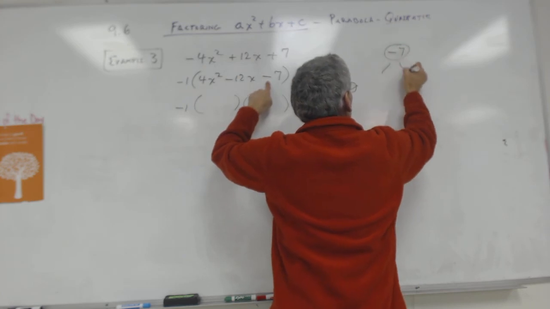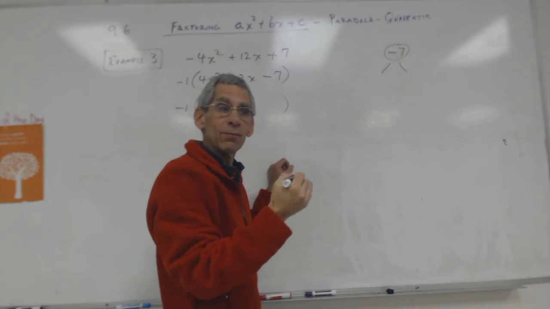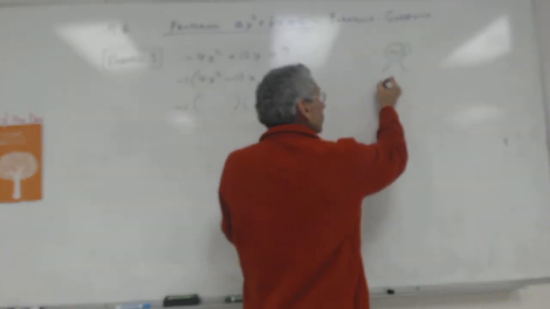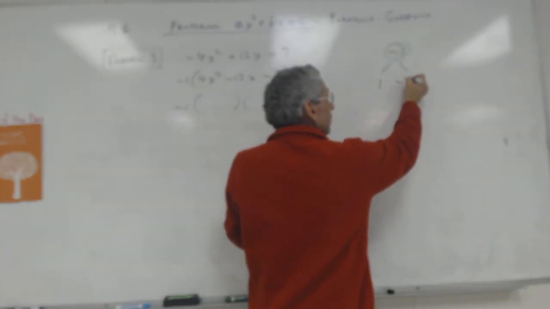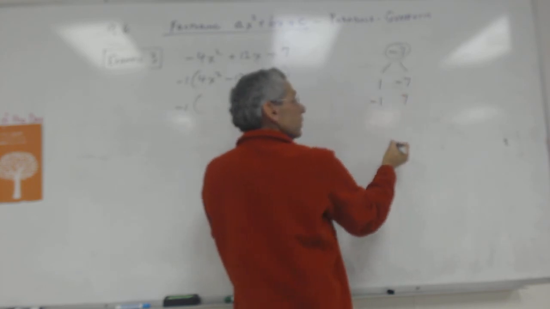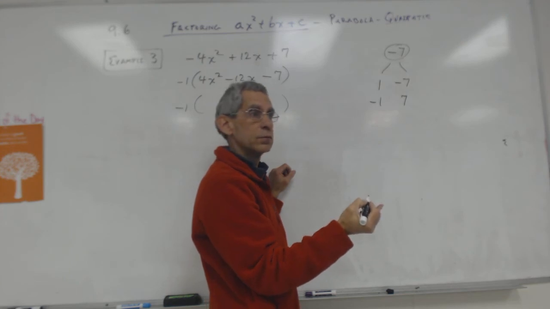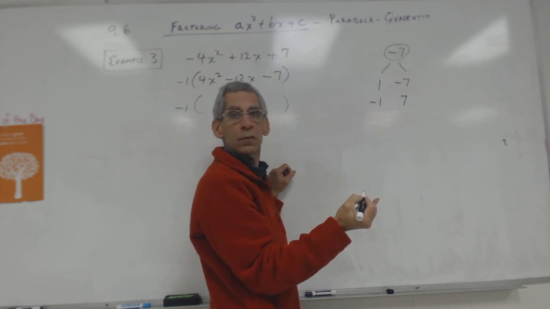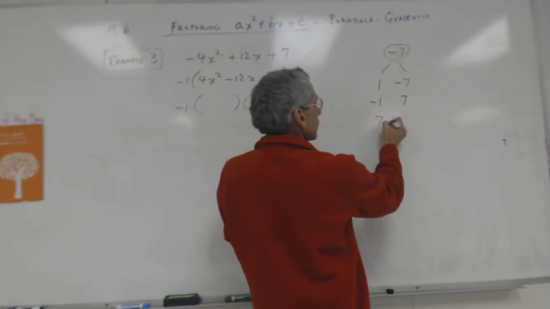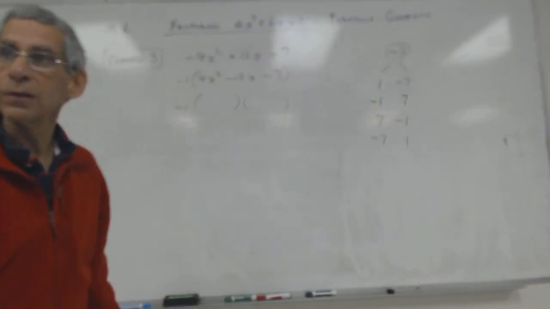Fortunately, all of these are prime numbers so far that we've been dealing with, so we don't have a ton of options. We have a 1 times a negative 7, or a negative 1 times a positive 7, or what else? 7 times negative 1 and negative 7 times 1. Those are our 4 possibilities.